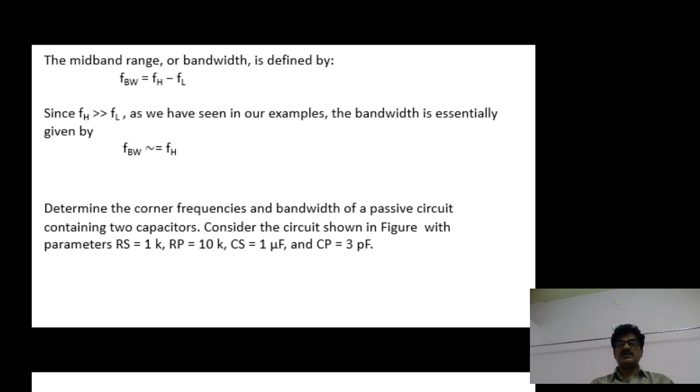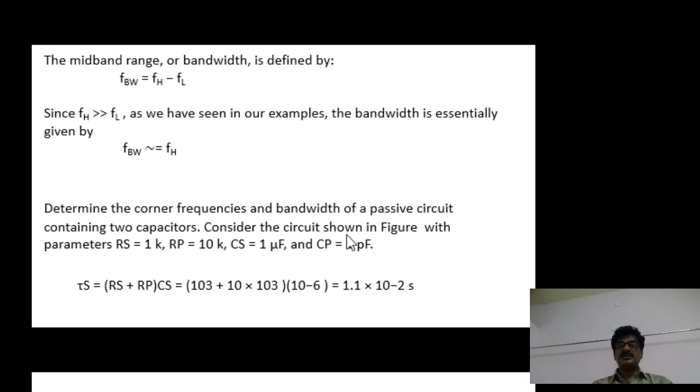Now let us solve one problem with reference to the above analysis. Determine the corner frequencies and bandwidth of the passive circuit containing two capacitors. Consider the circuit shown previously with Rs is 1 kilo ohm, Rp is 10 kilo ohm, Cs is 1 microfarad and Cp is 3 microfarad. Apply those formulas and calculate the values.